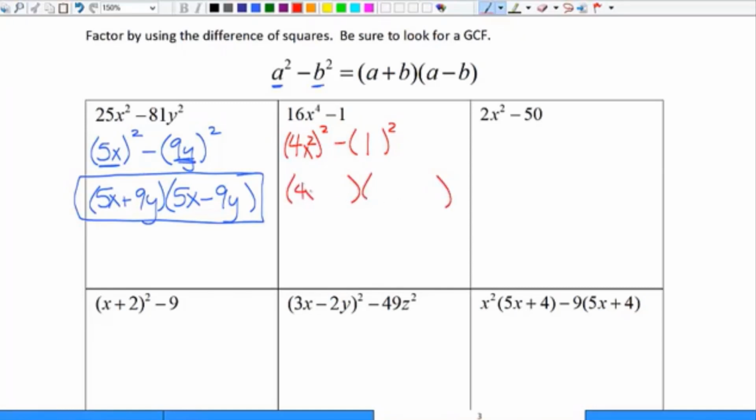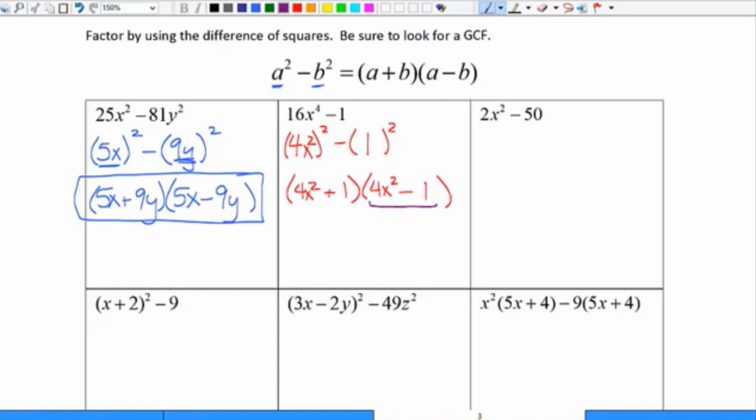So we have 4x squared going in both of the fronts of my parentheses. My 1 needs to go in both backs of the parentheses. And one term needs to be positive and one of them needs to be negative, and I have factored this. Now, well, my last problem, I was done at this point. But this problem is not quite done. And the reason it's not quite done is because the second parentheses is another difference of two squares.